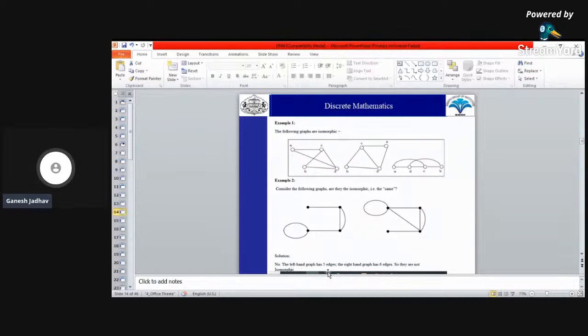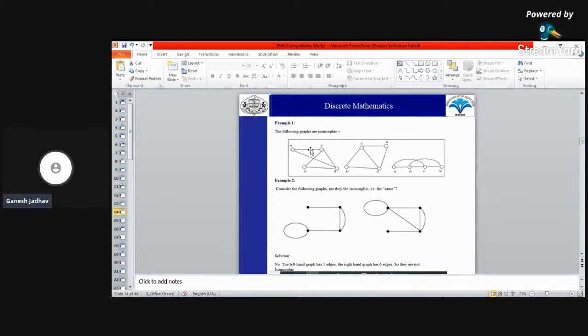The left-hand graph has 5 edges: 1, 2, 3, 4, and 5. And the right-hand graph has 6 edges: 1, 2, 3, 4, 5, 6. This type of question will also be asked in university examinations. To check whether graphs are isomorphic or not, you can count the edges and see whether they are the same.